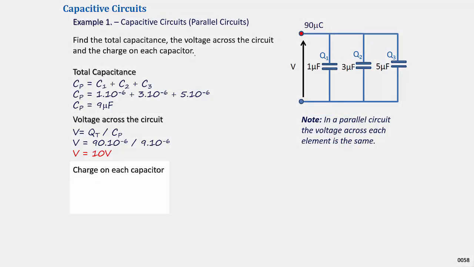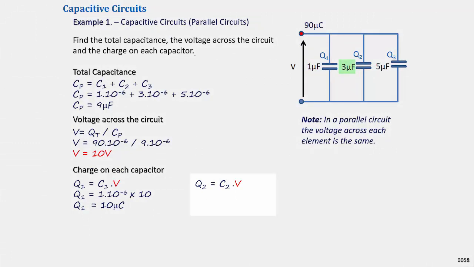To find the charge on each of the capacitors. Since we know the value of each capacitor and as they are all in parallel, they will all have the same voltage, we can use our formula to determine the charge on each capacitor. Applying the formula, Q1 equals C1 times V. Substituting the values, Q1 equals 1 times 10 to the power minus 6 times 10, which equals 10 microcoulomb.